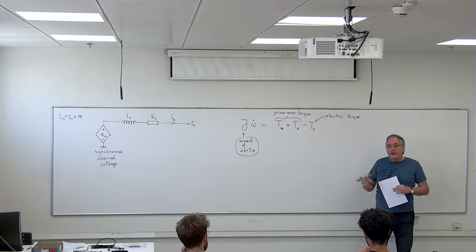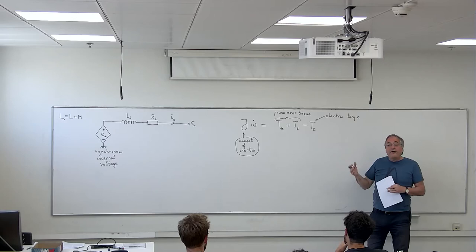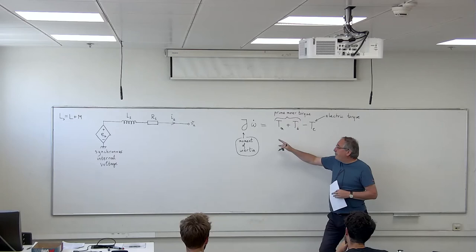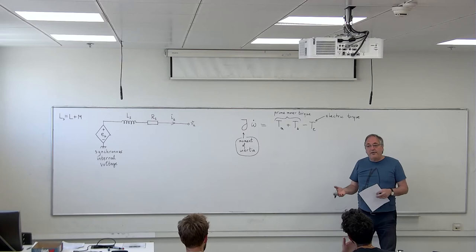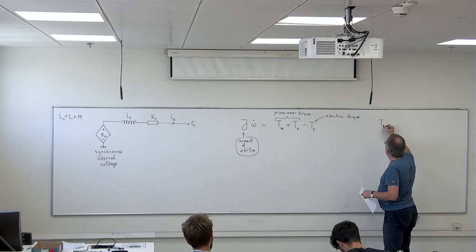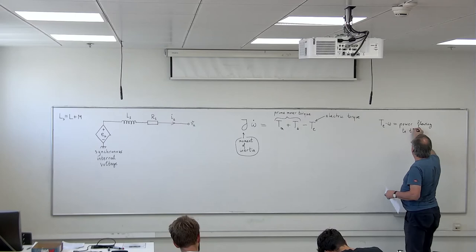the power which flows from the generator to the electric circuit of the stator is precisely this torque times the angular velocity omega. So you know that in general in mechanics, the power which is transmitted through a rotating axis is a torque times the angular velocity omega. So this TE times omega is equal to the power flowing to the stator circuit.